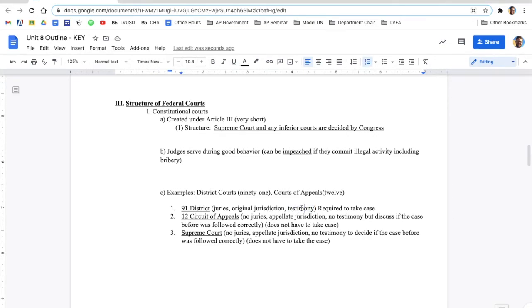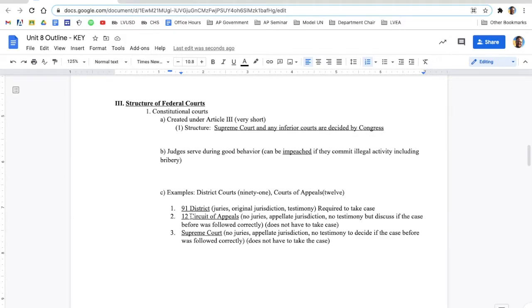Right, so if you want to think of which of these is most like what you see in Law and Order and court shows, it would be the district courts. One final thing is the district courts have to take a federal case. They cannot decide to say no. So what if you don't like what the district court says?